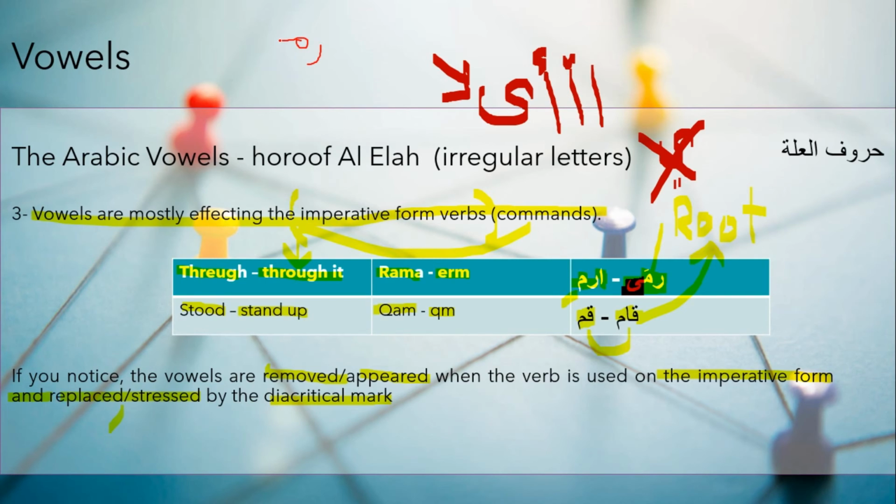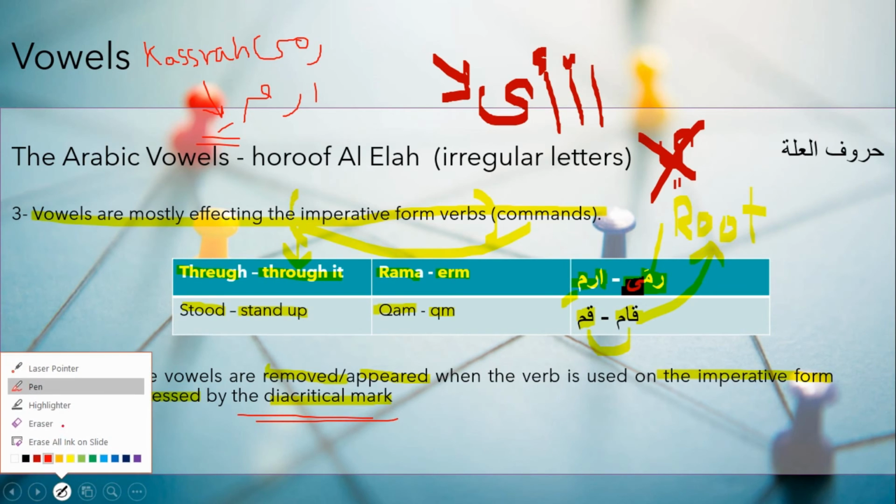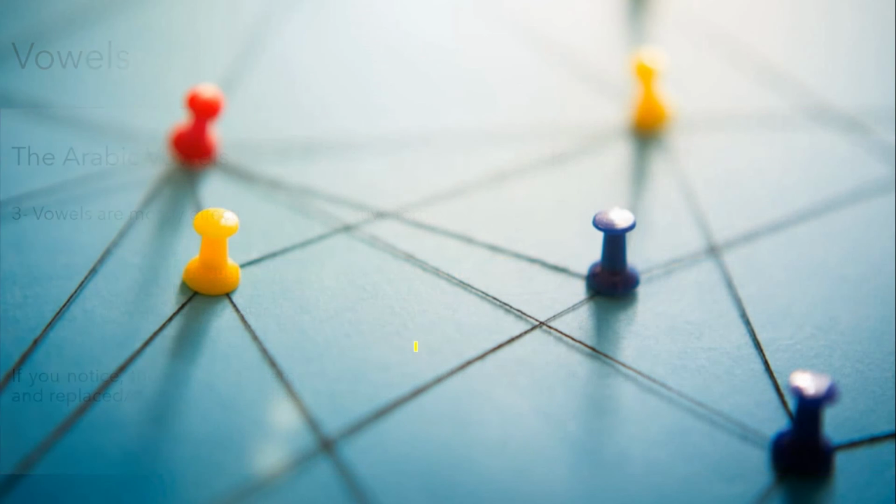So Rama, as I was explaining before, irm. If you put the kasra, then it will be irmi, but you will not say irmi, you will say irm. It will be just a light kasra. If you're trying to notice it when someone is talking and he says irm, sometimes you won't even realize this kasra. This is the diacritical mark's role.